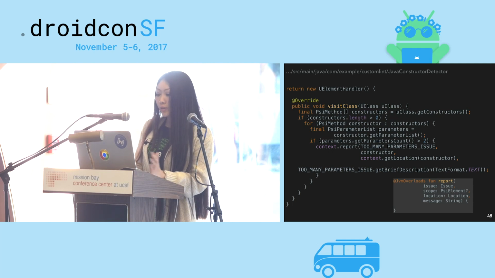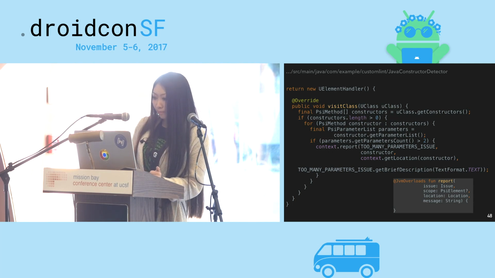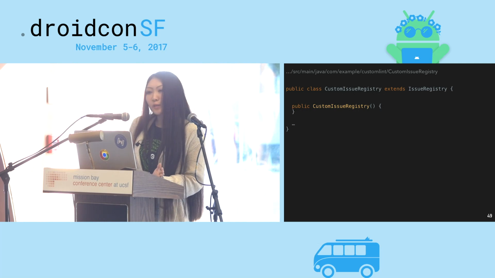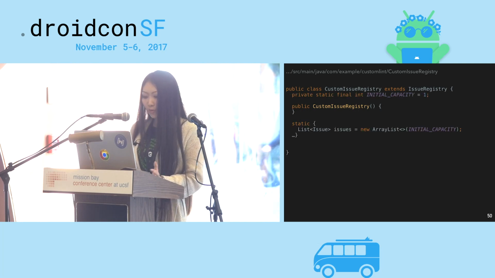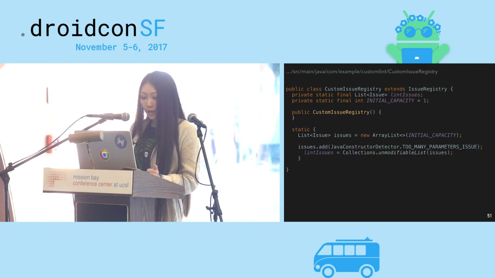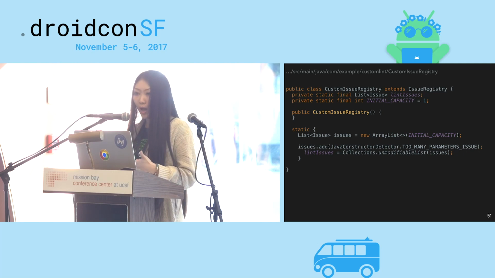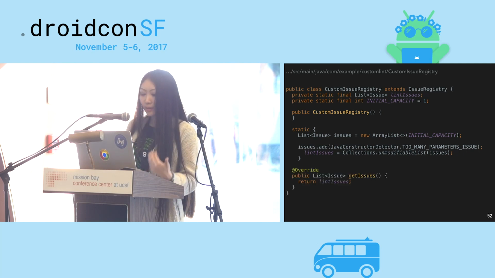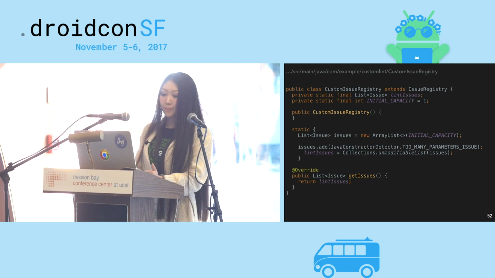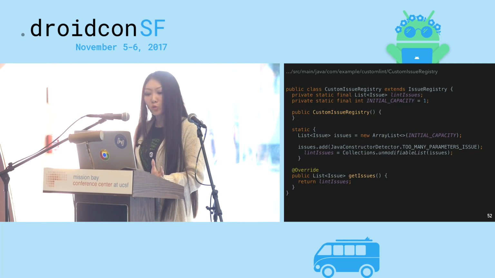We need to register our issue in the issue registry, as we said. Issue registry is really straightforward compared to the detector. We extend the issue registry, create a constructor, and then we create the issue list and add our custom lint issue to it. In this case, we only have 1, but in practice, you might have multiple. And once we're done with that, we need to override get issues and return our list. Now, issue registry is done.